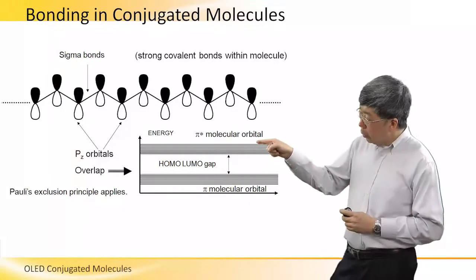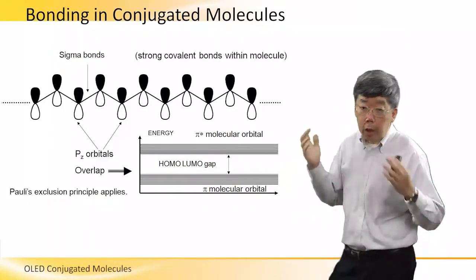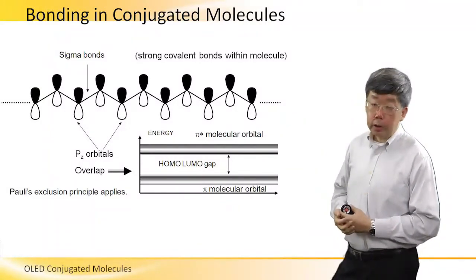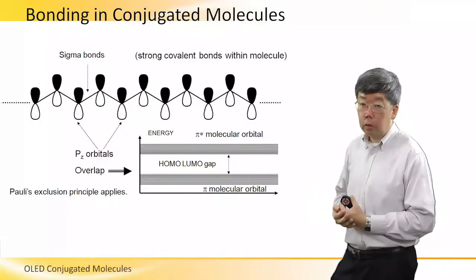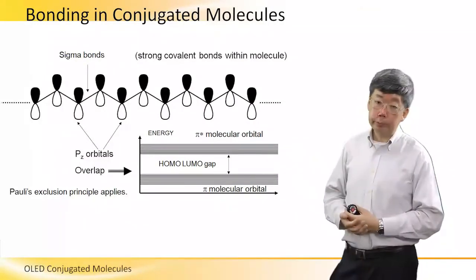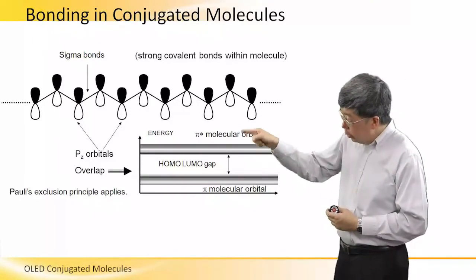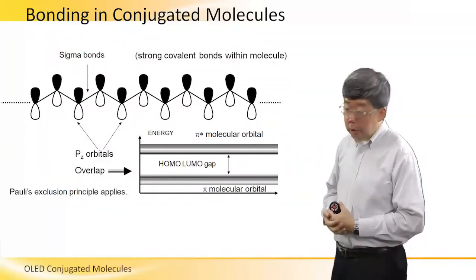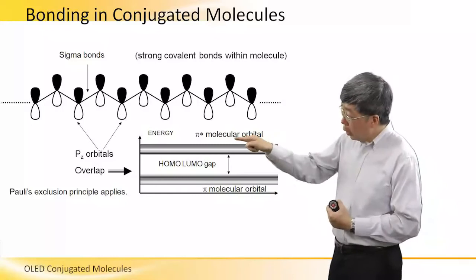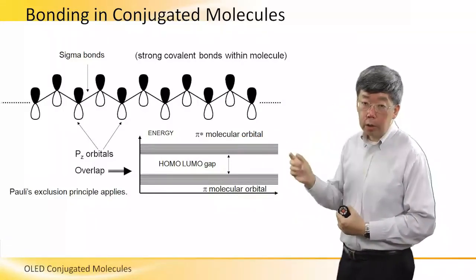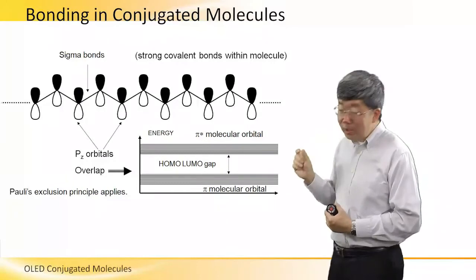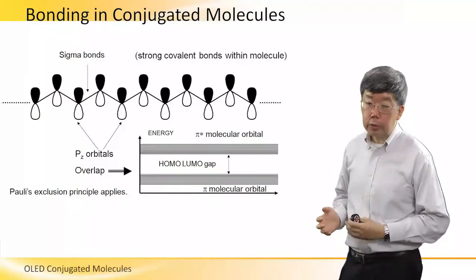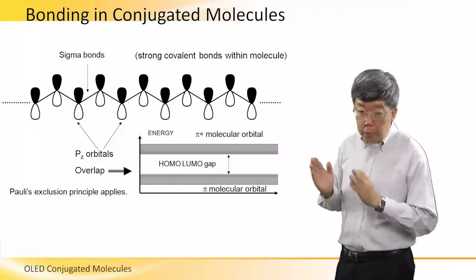The one at the bottom is called a pi molecular orbital, and the one at the top is called a pi star molecular orbital by convention. And in between the 2, there is a so-called HOMO-LUMO gap. And this is very important because this gap contains no energy levels. And it is this gap which gives the conjugated molecules the semiconducting behavior.